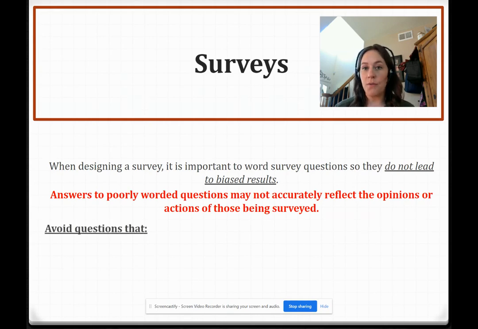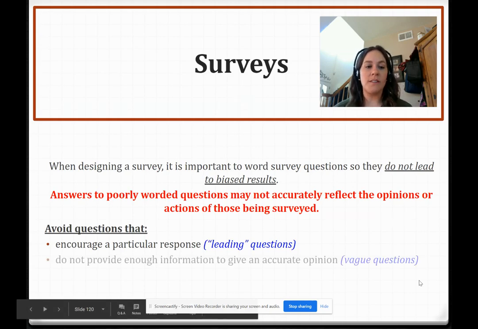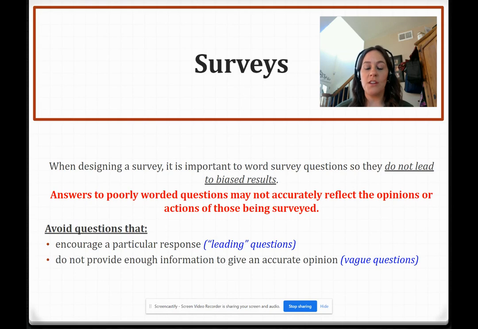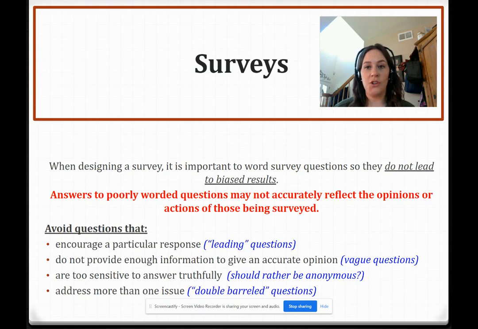Avoid questions that do the following: encourage a particular response. These are known as leading questions. Do not provide enough information in order for somebody to give an accurate opinion, maybe vague questions. Are too sensitive to answer truthfully. Maybe that survey should be anonymous so that people may be more honest in their answers. Or address more than one issue. If you ask 2 questions in a single survey question, it's called double-barreled. It's really hard for somebody to give a single answer to a question that asks 2 things.